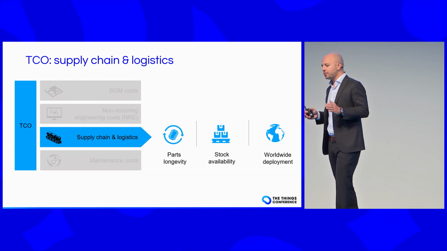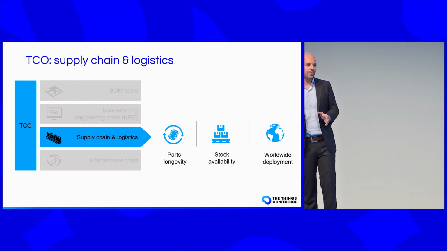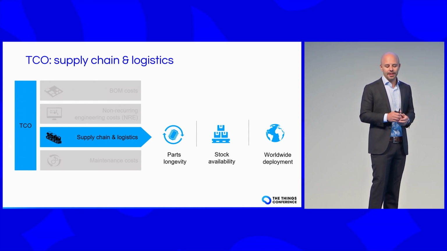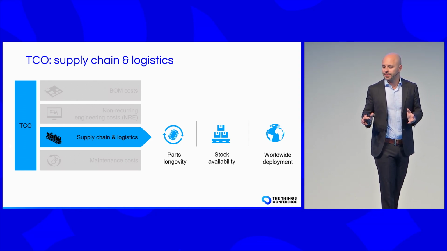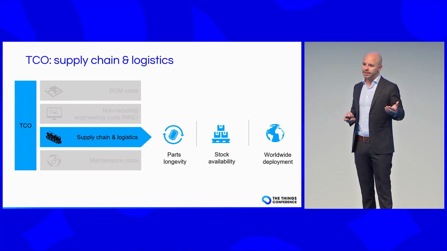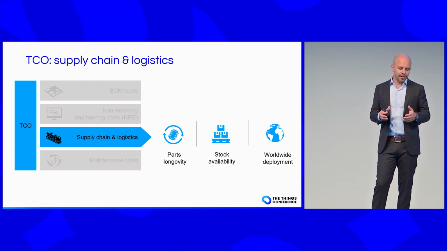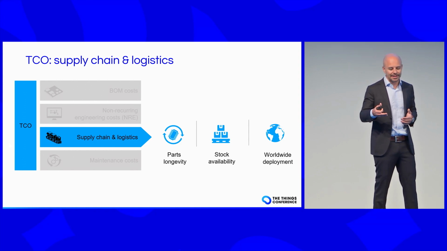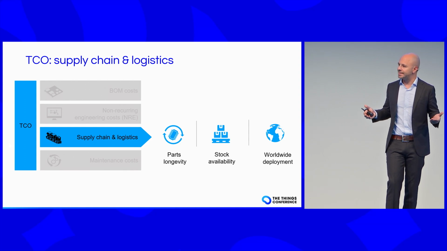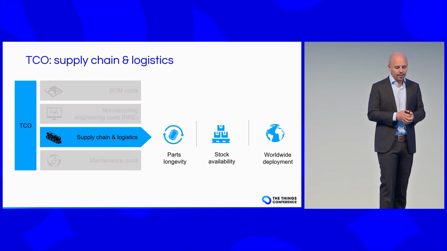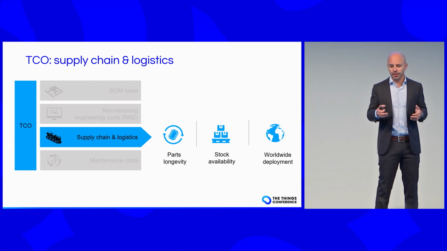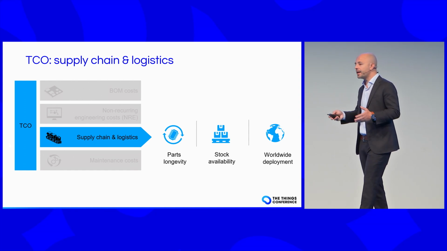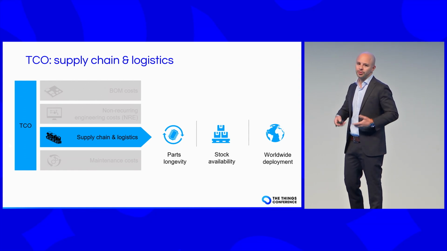Well, so now we have looked through the NRE part of the TCO. When the product is ready to be commercialized, now it's about supply chain and logistics. In the supply chain and logistics, we can see several things that could impact, like the part longevity, to reduce the need for frequent redesign and to help maintain consistency in the production cycles. And also the stock availability, to avoid production delay and to fit with market demand. And at the end it is about deploying it worldwide, so the worldwide deployment.